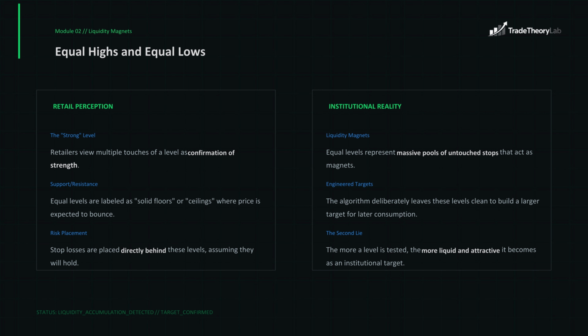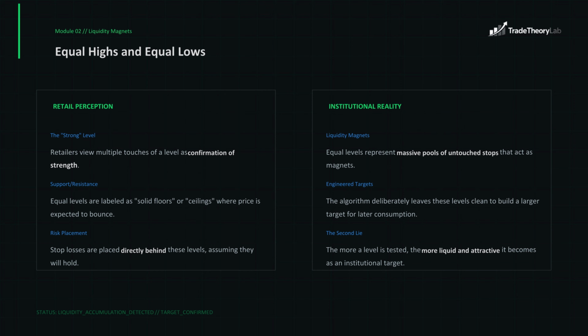Consider the concept of equal highs and equal lows. To the retail eye, these look like resistance or support. You were taught that the more times a level is tested, the stronger it becomes. This is the second great lie. In the institutional world, equal highs are a magnet. They represent a massive pool of buy stops. The algorithm sees these equal highs and knows that there is a significant amount of liquidity resting just above them. It will eventually engineer a move to run those stops.